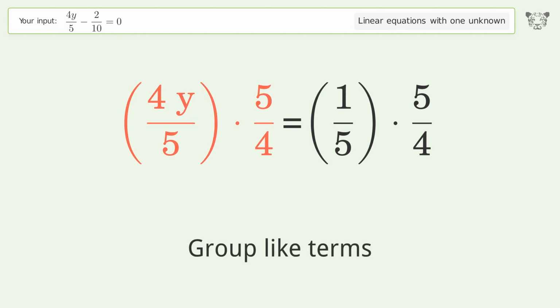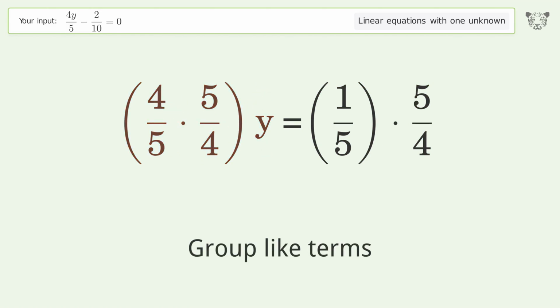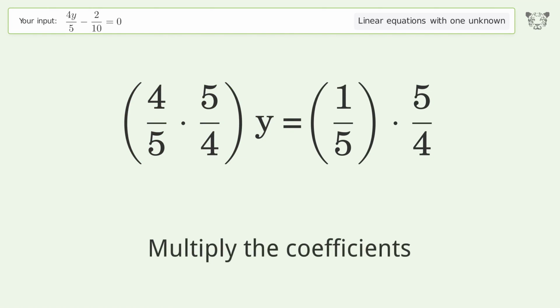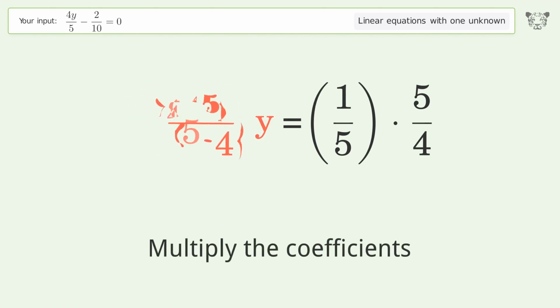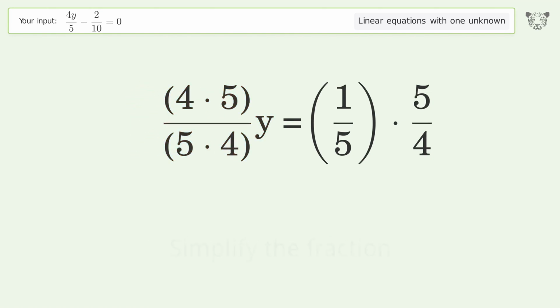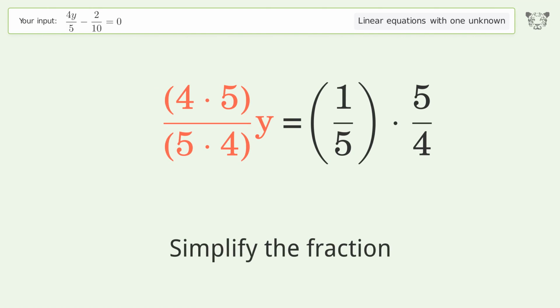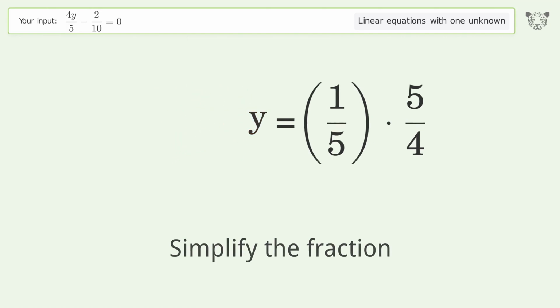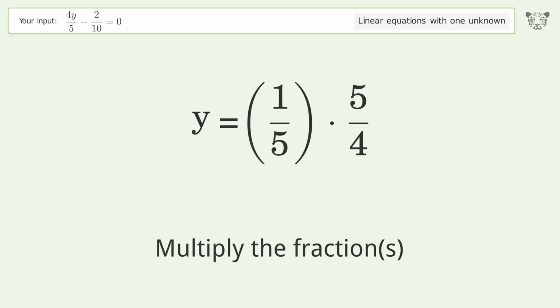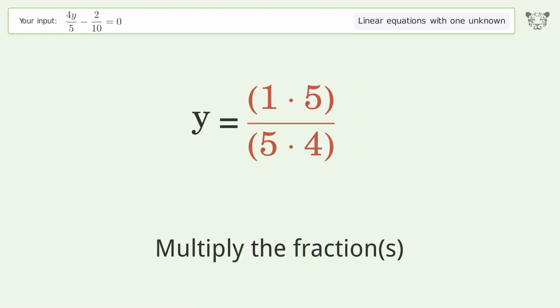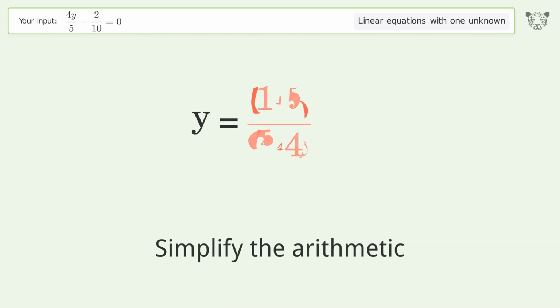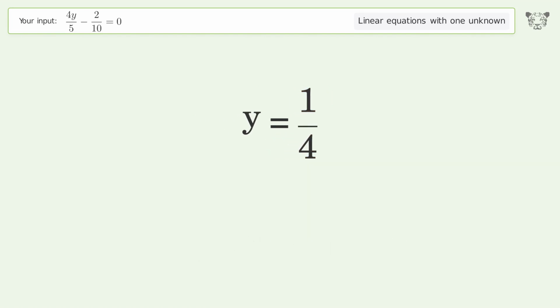Group like terms. Multiply the coefficients. Simplify the fraction. Multiply the fractions. Simplify the arithmetic. And so the final result is y equals 1 over 4.